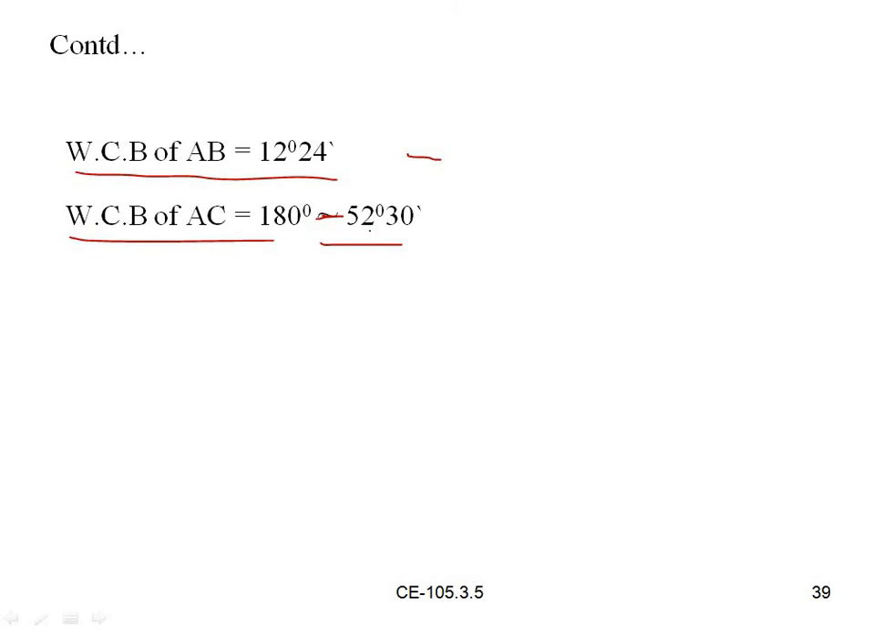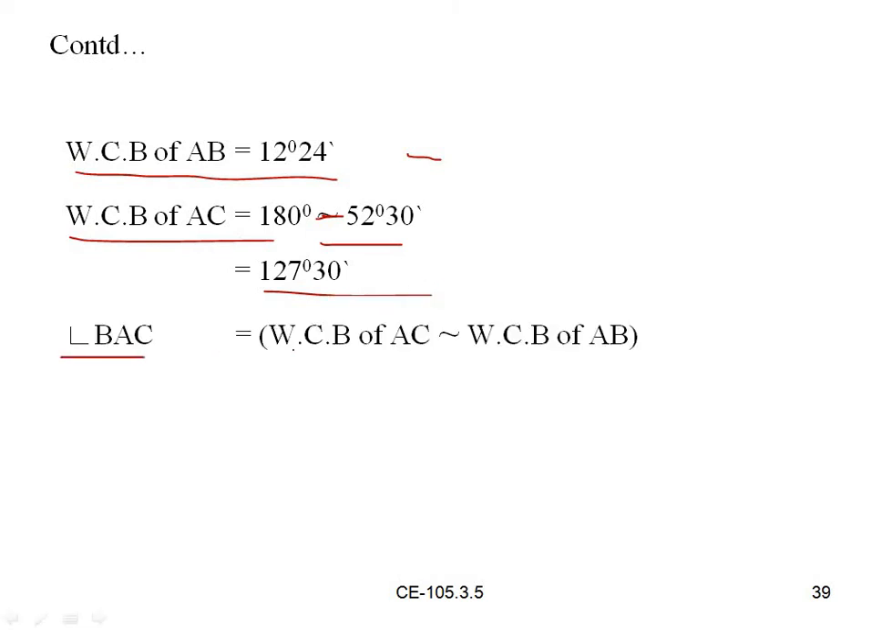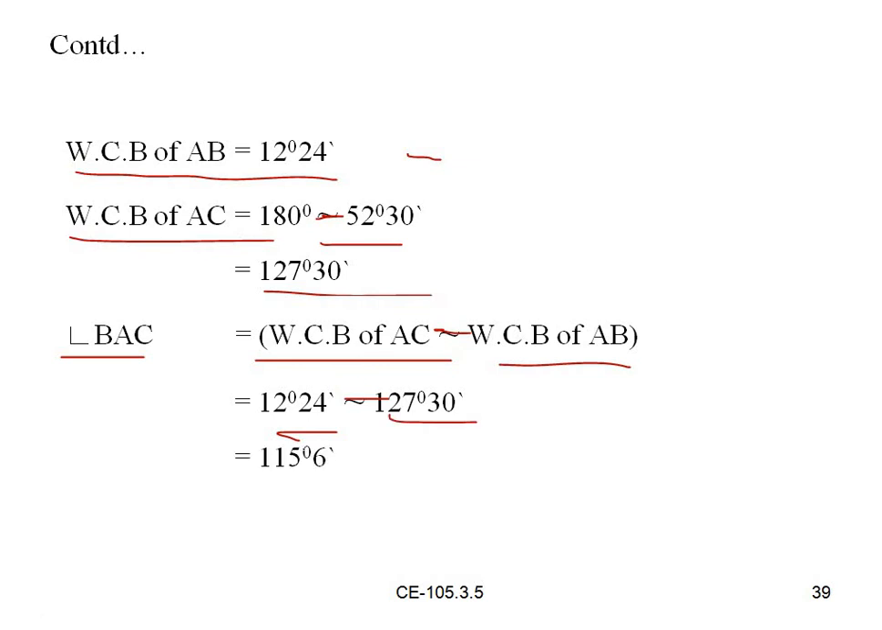So these bearings and angles are calculated for taking the areas in two methods, that is closed traverse and open traverse, and this is equal to 127 degrees 30 minutes. So angle BAC is equal to whole circle bearing of AC minus whole circle bearing of AB. So it is equal to 12 degrees 24 minutes minus 127 degrees 30 minutes is equal to 115 degrees 6 minutes. So we will get it in the negative. So we have to write it in the positive form.